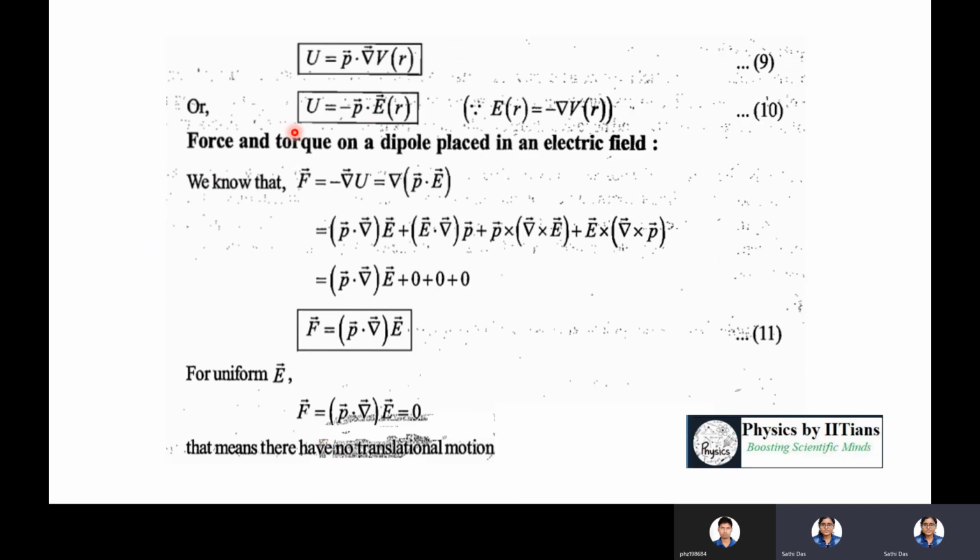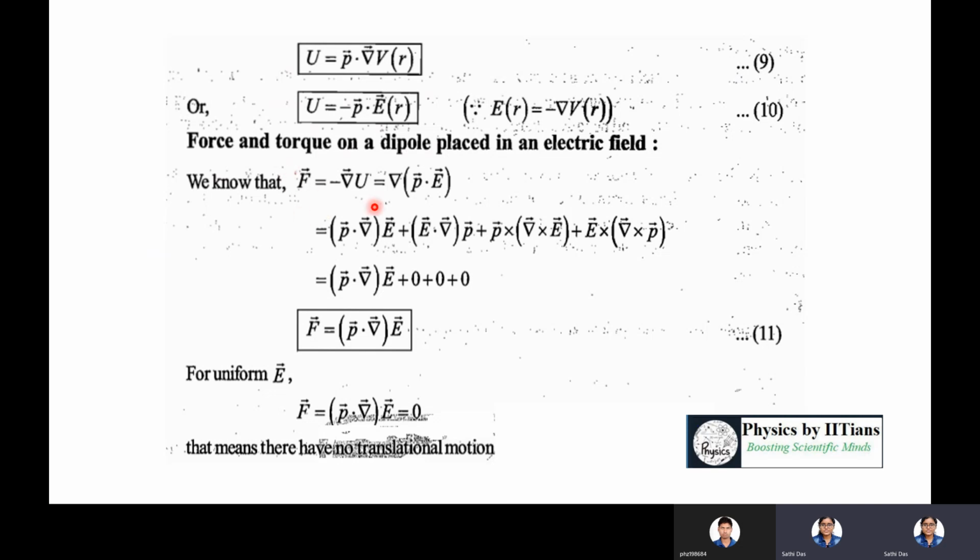So you should remember this formula: U, that is the potential energy of the dipole in the presence of an external electric field, is minus P dot E. So from this, you should understand that P dot E involves cos theta. So if theta is 0, this potential energy is minus PE. And if theta is 90 degree, the potential U is 0. Okay.